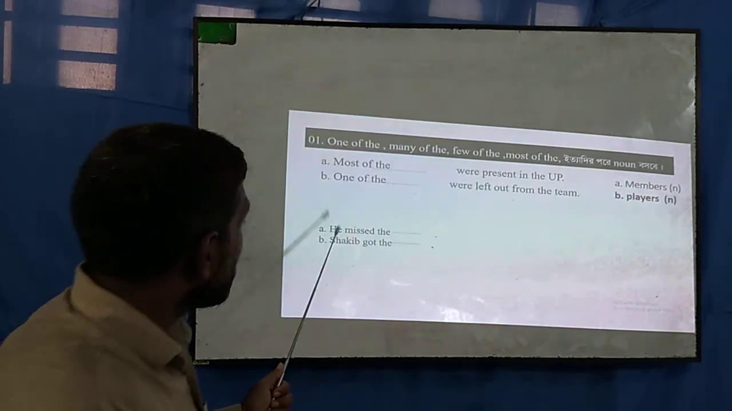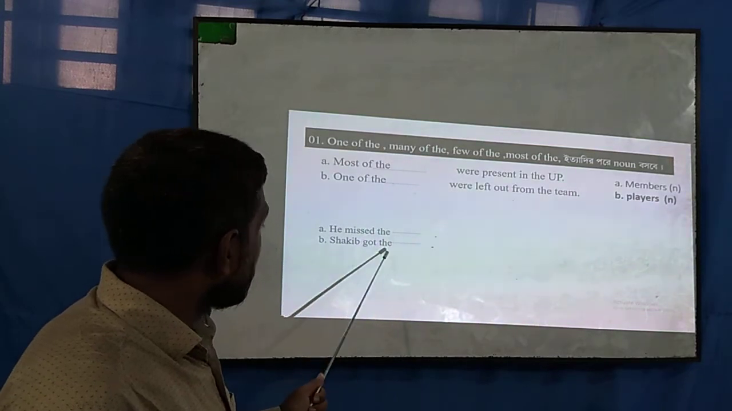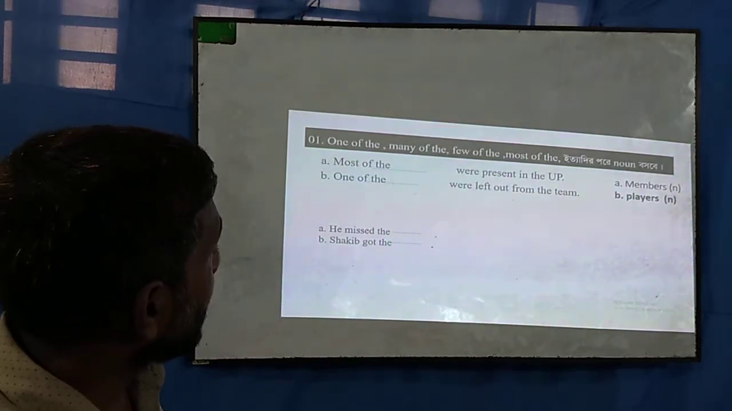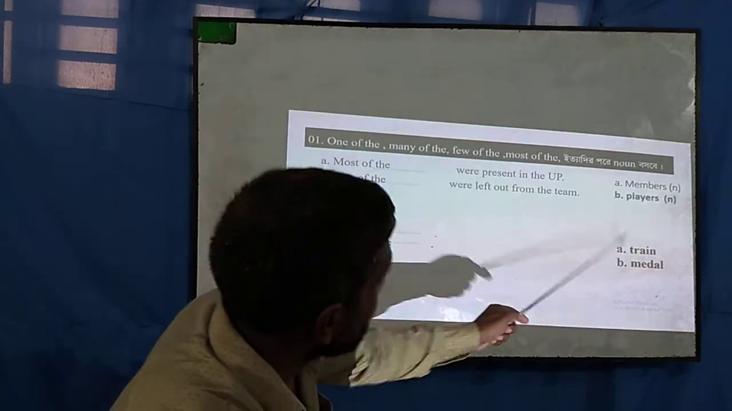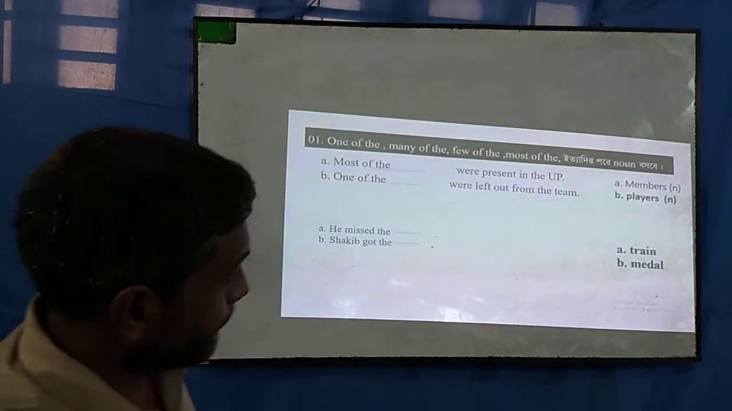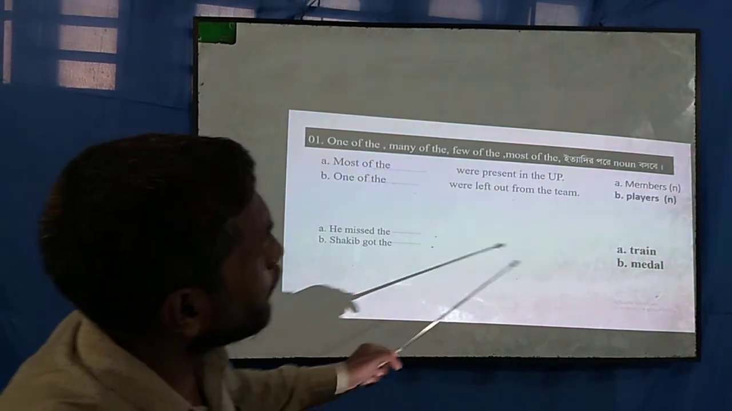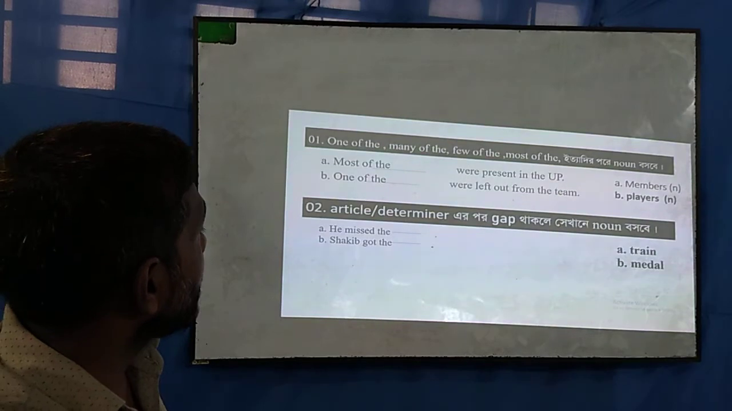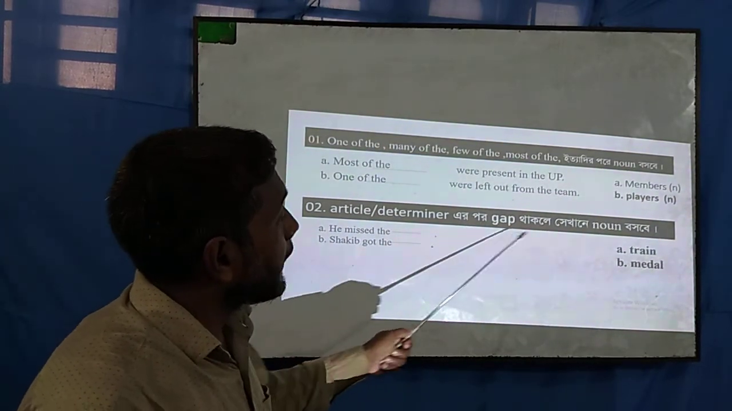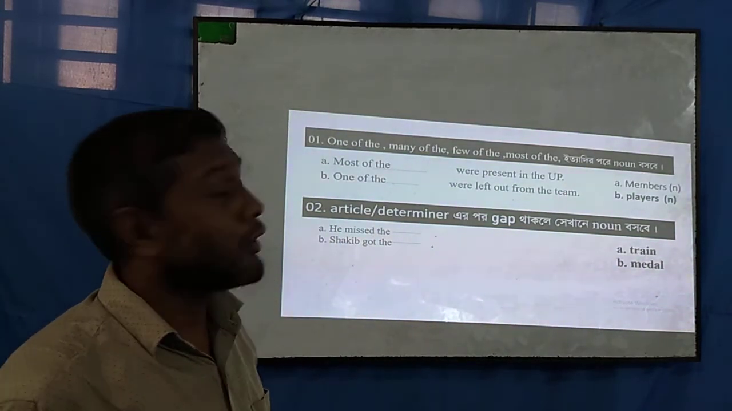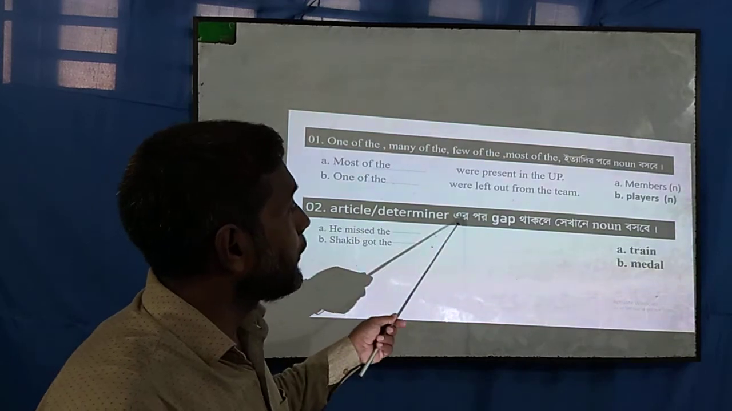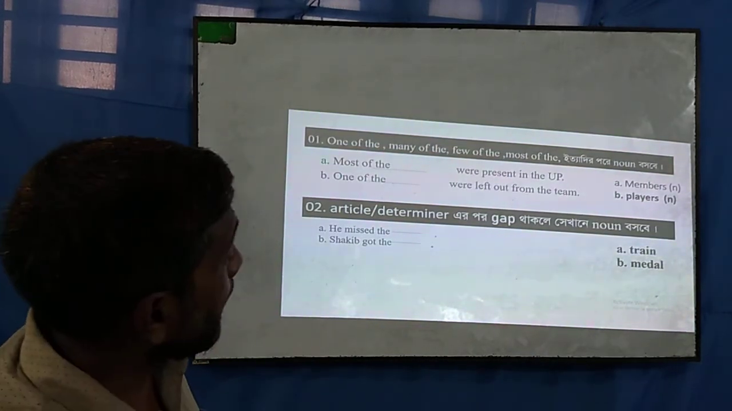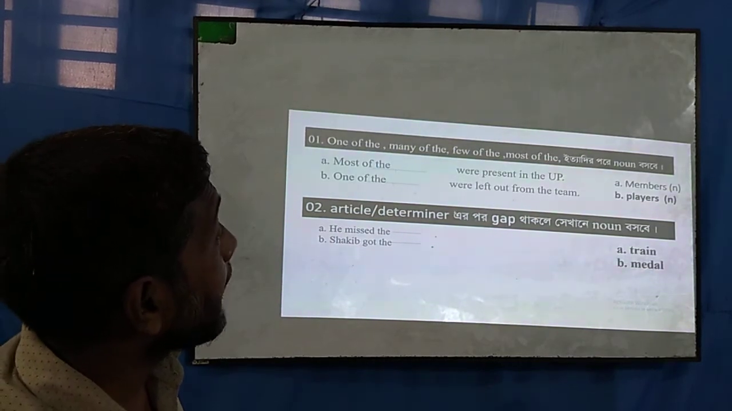So the next one: he missed the dash. Again there is an article here, so I can easily guess a noun should be used here. So if I go ahead, he missed the train, Sakib got the medal. There are no hints here that I should use the noun in plural form, so I have used a singular form here. So this is number 2: the article or determiner এর পরে গ্যাপ থাকলে সেখানে noun বসবে. If I can remember these rules, it will help me to fill in the blanks when you attend the SSC examination, so that you can easily understand what type of word should be used in the gap.